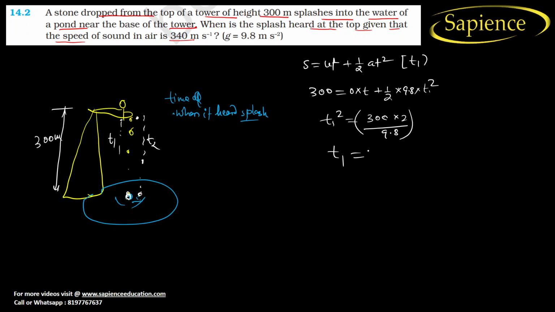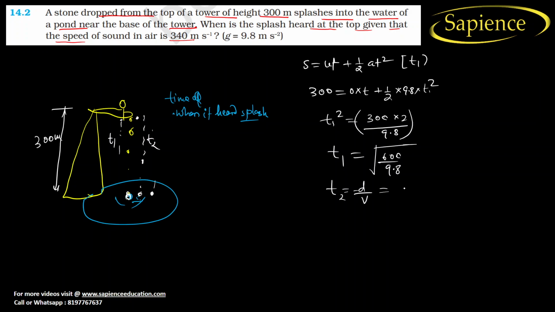So when we calculate the time t1, we will get the value of t1 as root under 600 by 9.8. Got it? Now the time taken by the sound to reach from the splash is this. So t2 will be equal to distance by velocity.